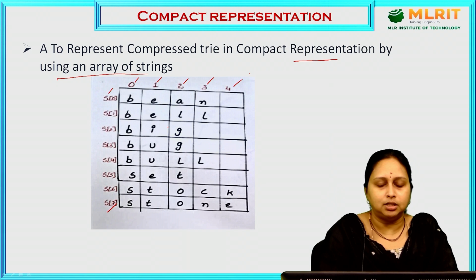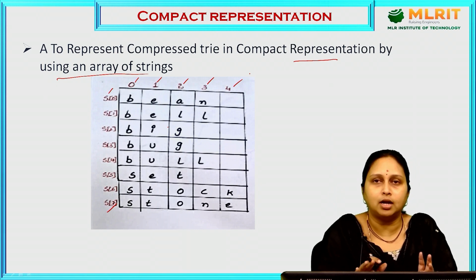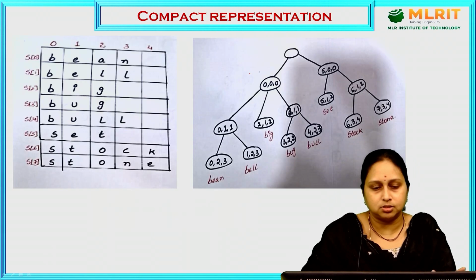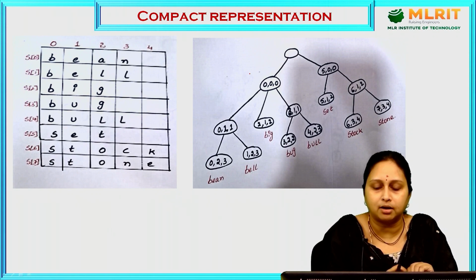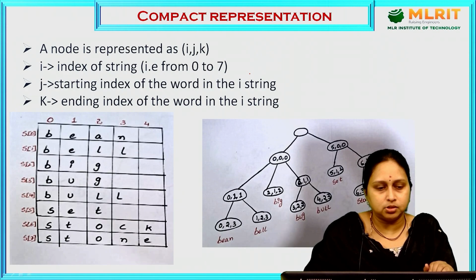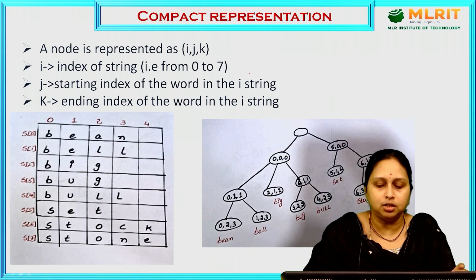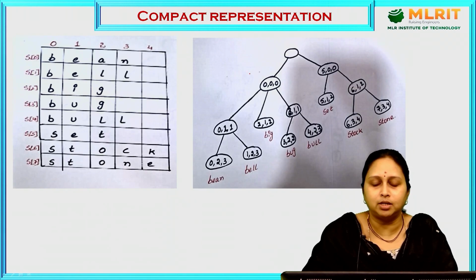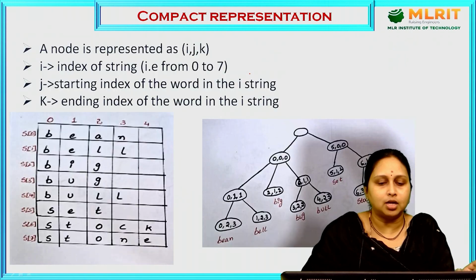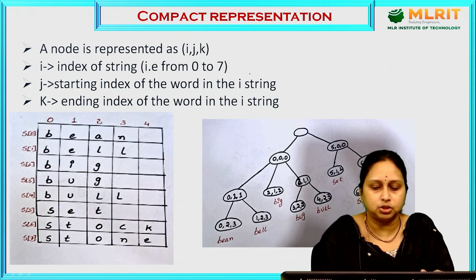After representing this, now we need to represent the compact representation for this. Now, how to represent the compact representation? Before going to see this compact representation, you need to know that it is based on these indexes. Now you can see here what compact representation we are going to do.